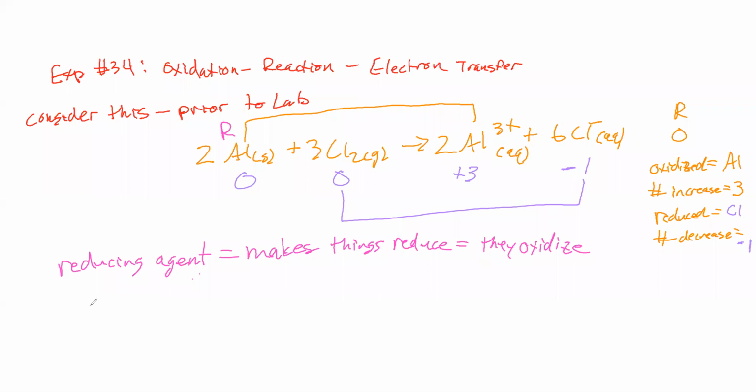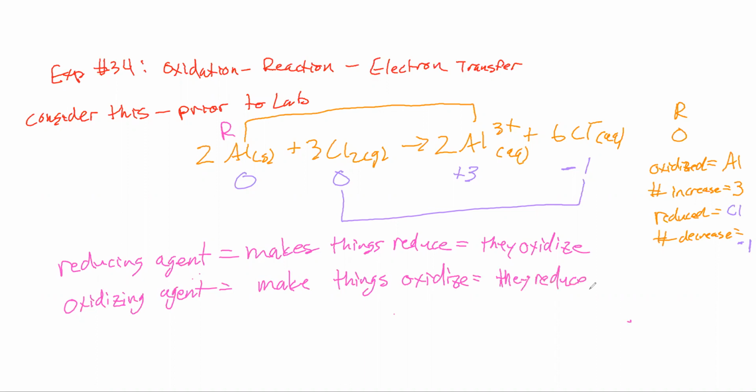On the other side, oxidizing agents make things oxidize, and so they reduce. So for this example, our oxidizing agent should be our chlorine. Right? And so that's what we need to do for that first table as we work our way through.